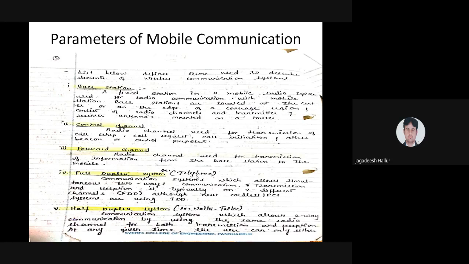Next is the forward channel. The forward channel comes under your MCQ. The forward channel is from the base station to the mobile. Remember this. Most of them get confused between the forward channel and the reverse channel. The forward channel is from the base station to the mobile station, from your tower to your mobile station. And the reverse channel is from the mobile station to the base station. The forward channel is a radio channel used for the transmission of information.